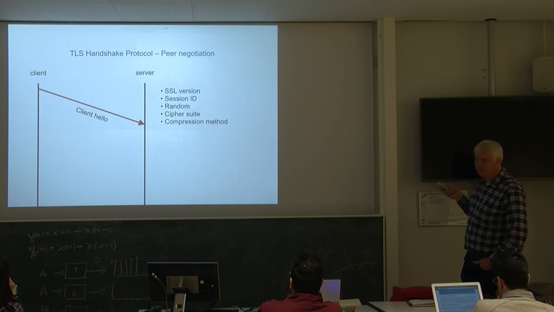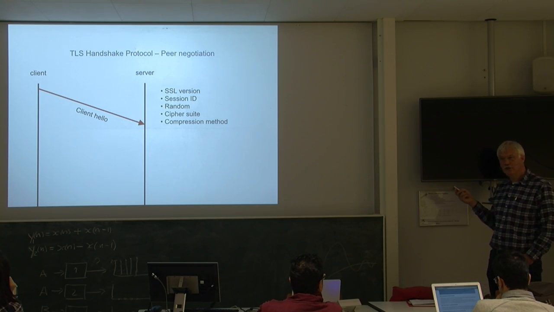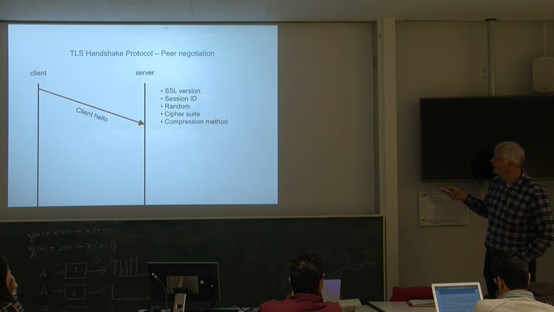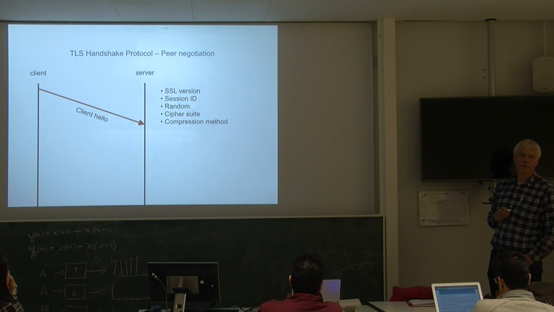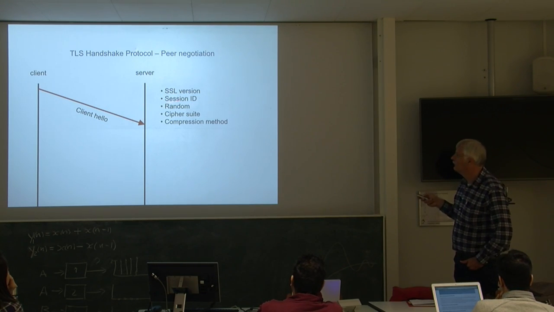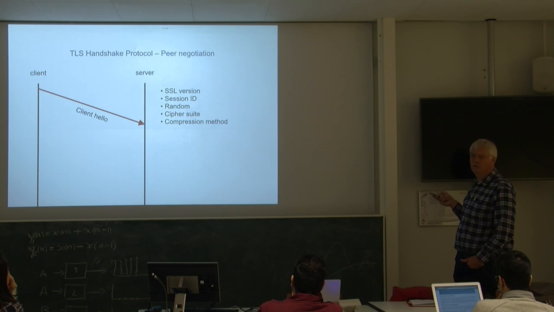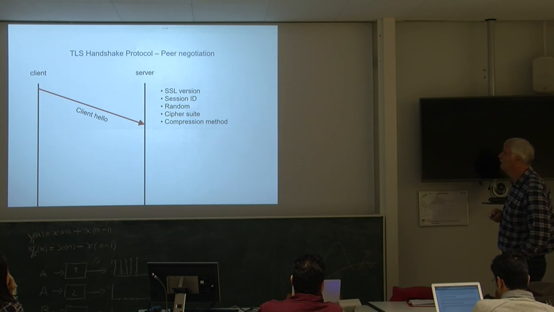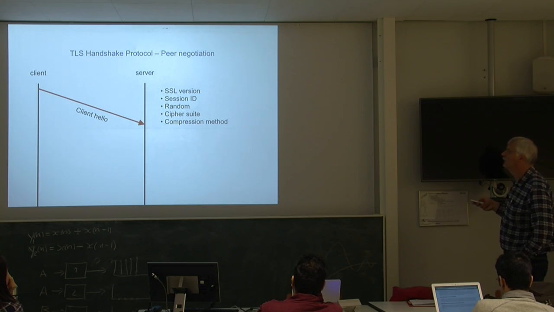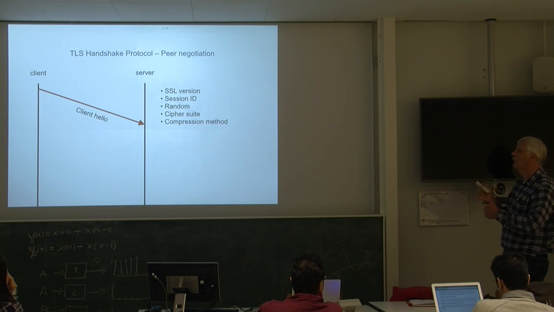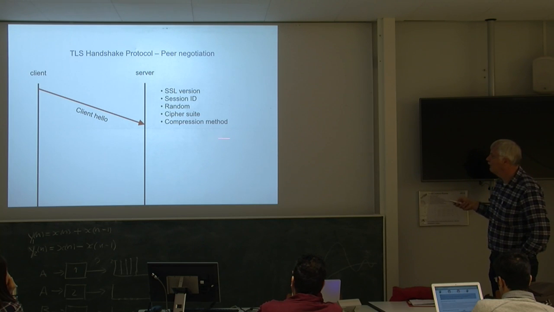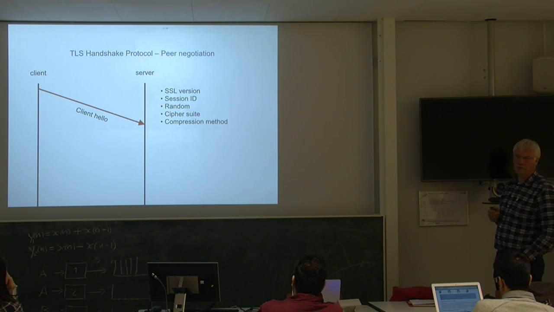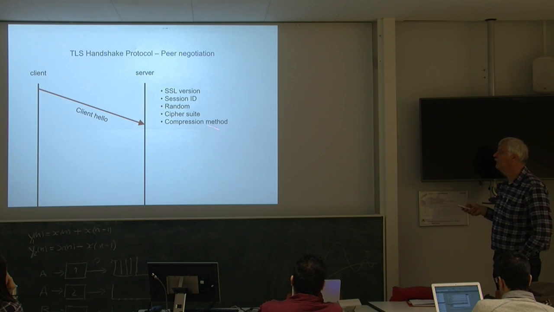Session ID, that's the thing that I explained earlier. If you do caching, you have an ID which you can reuse later. Then you have something random, which is used for, say, initialization of your encryption algorithm. The encryption algorithms that you use, so here you give a list, so you can say I support DES, triple DES, AES, blah, blah, blah. And you specify if you want to use compression or not. I think also in version 1.3 there's no compression anymore.